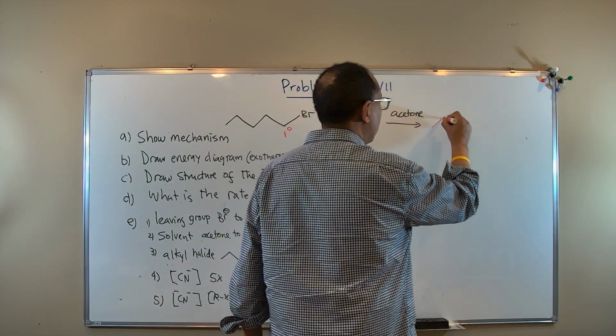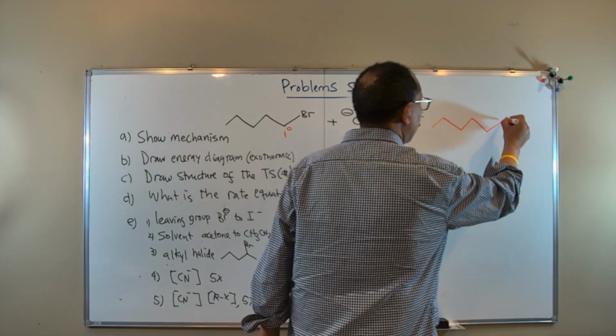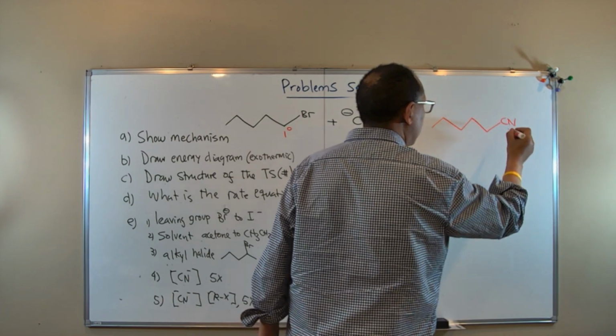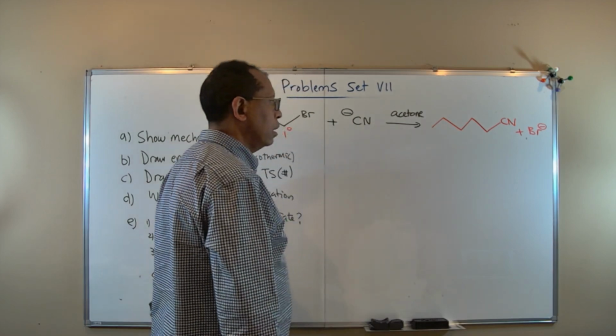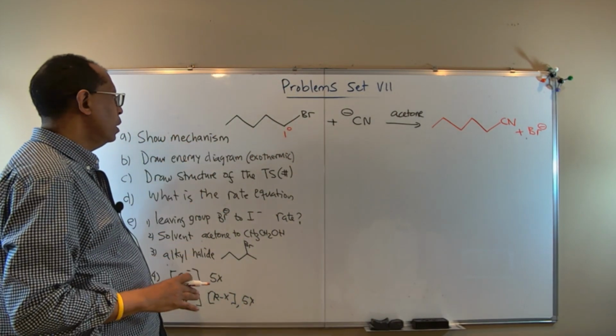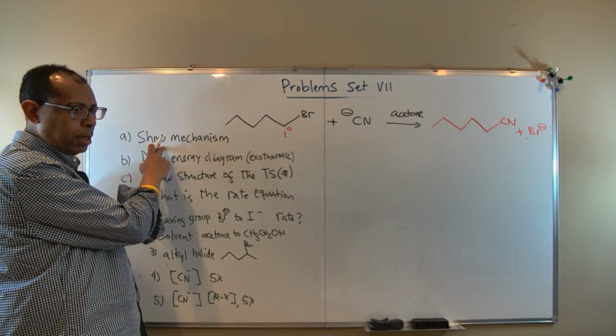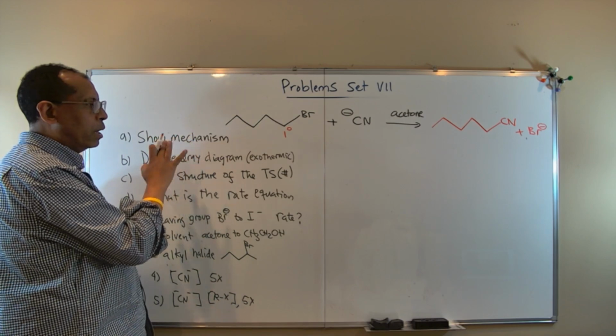So the product would be the 5-carbon chain, CN, substitution by a cyano group. That's the nucleophilic substitution product. That's the product. Now it asks us in A, show a mechanism.